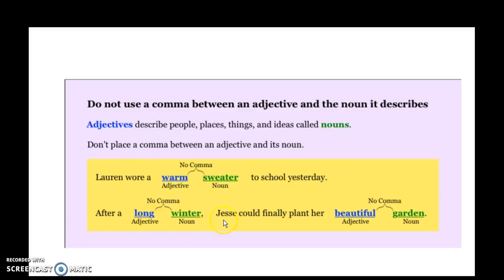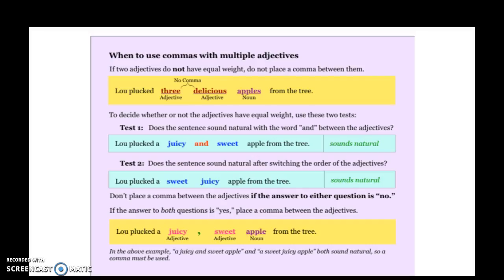After a long winter, Jessica finally plants her beautiful garden. So if the adjective is immediately before the noun, 99 times out of 100, you're not going to be placing a comma there. And again, I want to remind you, keep these slides up as you're working on this specific lesson. All right? Right here, when to use commas with multiple adjectives. So, Lou plucked three delicious apples from the tree. So, let's try the test. Lou plucked a juicy and sweet apple from the tree. Does that sound natural? Sure. Lou plucked a sweet, juicy apple from the tree. That sounds natural as well. So down here, we would have Lou plucked a juicy, sweet apple from the tree.